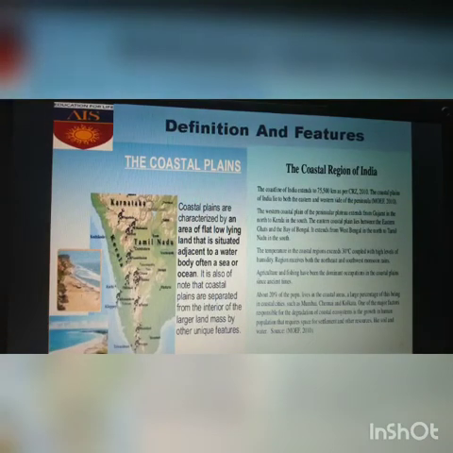Coastal plains. Coastal plains are characterized by an area of flat, low-lying land that is situated adjacent to a water body, often a sea or an ocean. It is also noted that coastal plains are separated from the interior of the large landmasses by other unique features.